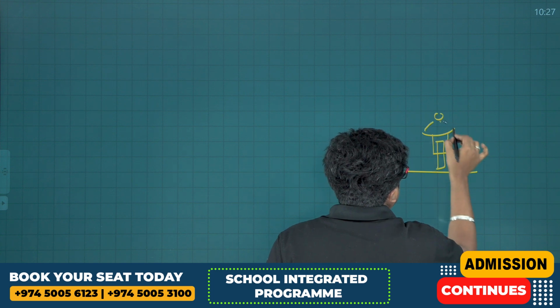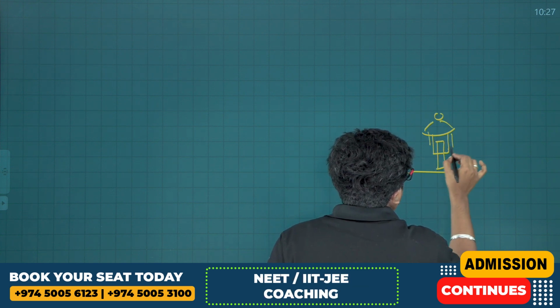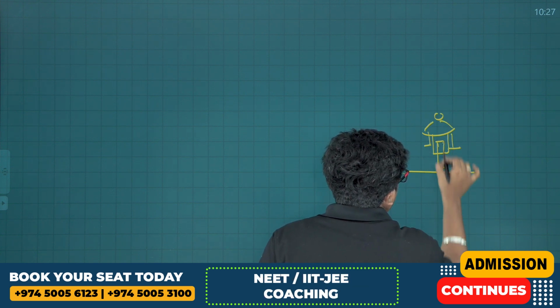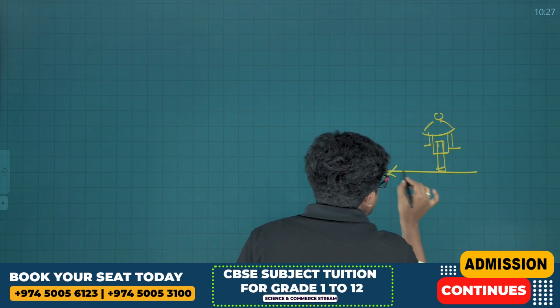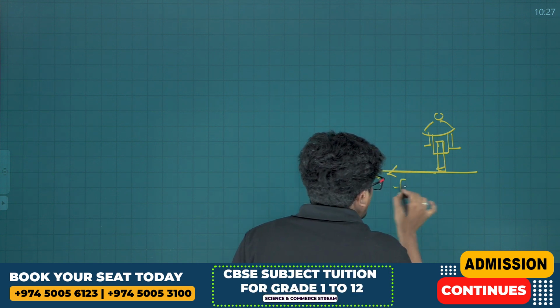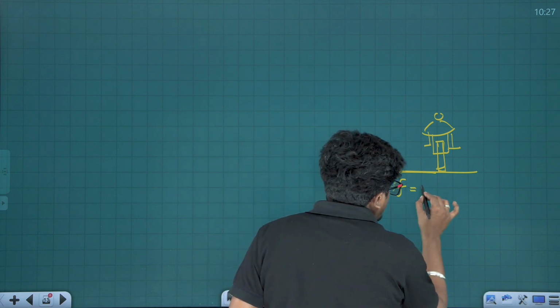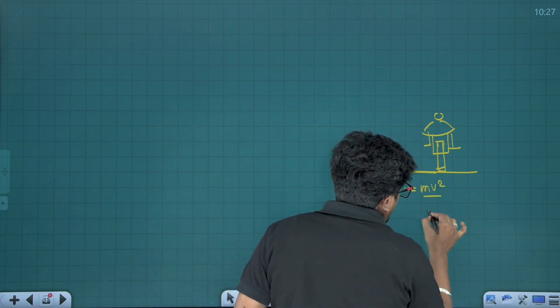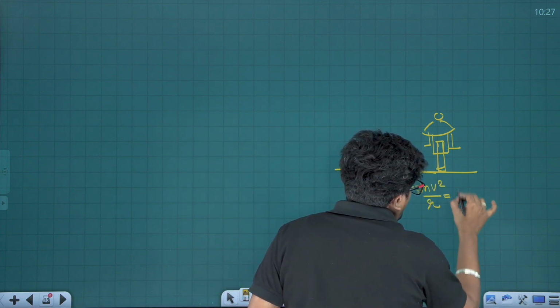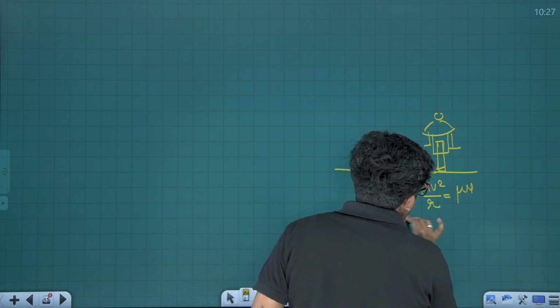Let this be the cyclist. Now the necessary centripetal force is going to be provided by what? Friction. So F is equal to mv square by r, that will be offered by mu into N.